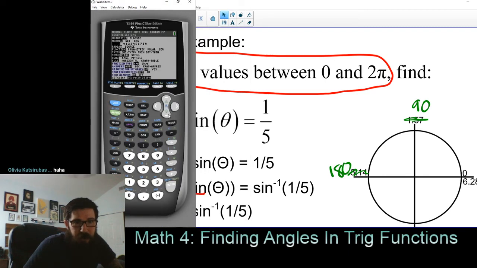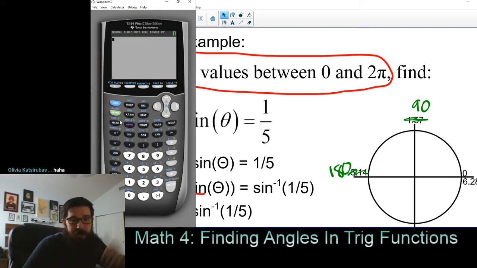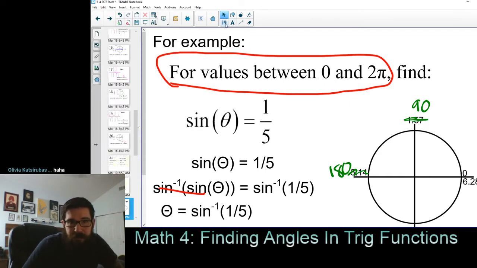I'm going to do this one in degrees just to help make sense of what's going on. Normally, we're big fans of radians, but this is going to make a little more sense. If I typed inverse sine of 1/5, that's giving me 11.5 degrees. So here's what that means: right here, that's my 11.5 degrees, okay?